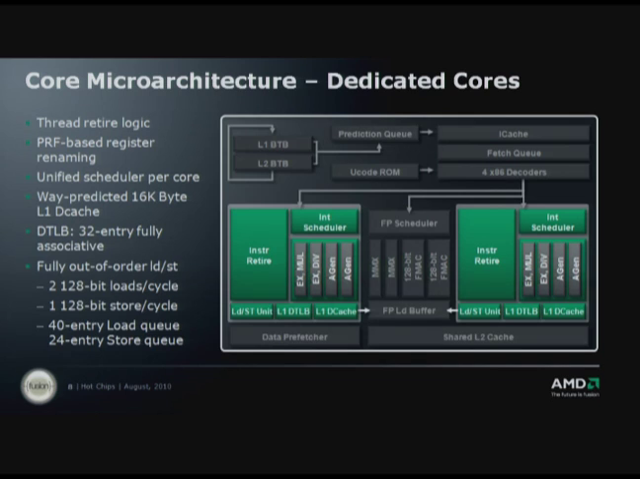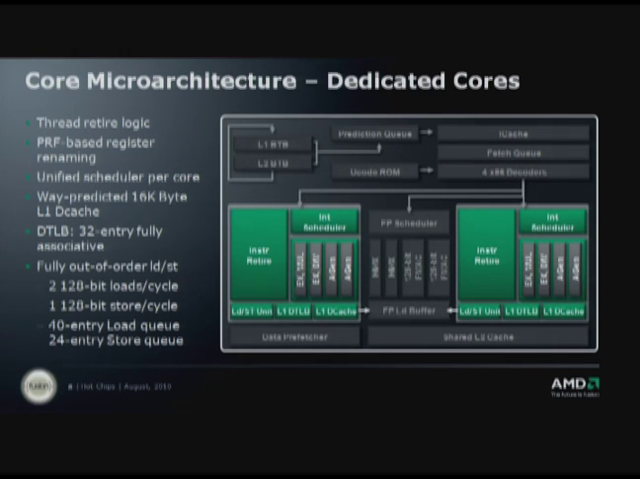Once a group of instructions hits the bottom of that decode pipeline, that forms a dispatch group, and that group of dispatched ops goes to one of the dedicated core execution cores. So what I'm going to describe here are some of the characteristics of one of those cores, so just keep in mind that we've got two identical copies of these cores within the Bulldozer module. The core itself implements a number of features for power efficiency. We do physical register file-based renaming for power efficiency. We also do way prediction on the level one data cache.